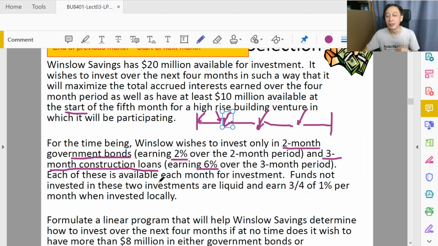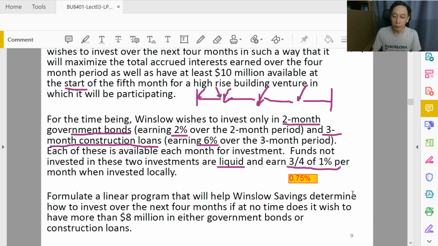Finally, the third choice is the highlighting of no choice. That is, if you park the money there in the bank as liquid, then you'll be getting 0.75%. 0.75% is not much, but at least it's not zero, and that is to discourage you from not investing the money. So here we have 0.75%. Formulate a linear program that will help Winslow Savings, the fund manager, determine how to invest over the next 4 months.